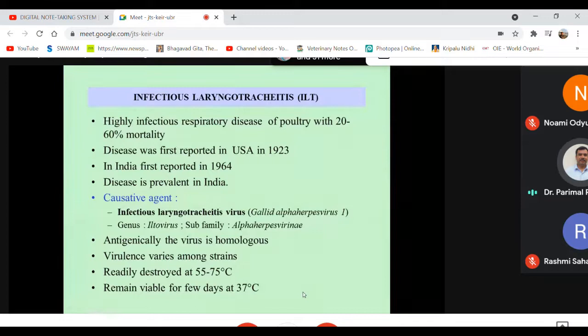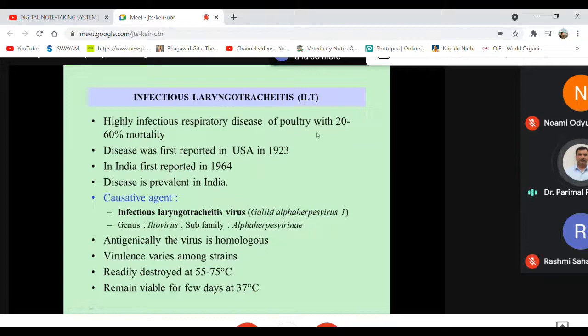Next is infectious laryngotracheitis, what we call ILT infection. This particular disease was first recorded in 1923 in the USA, and thereafter the disease has been recorded from all poultry producing countries. This is a severe respiratory tract infection in poultry, and may cause mortality up to 60%. So it's another disease, 20 to 60% is the mortality rate.